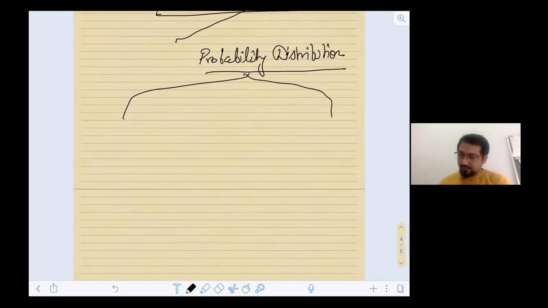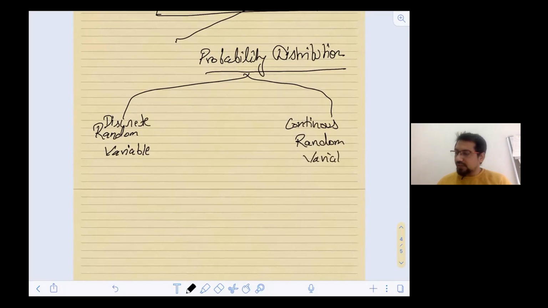Number one, random variable, but which random variable? Discrete random variable. And second is continuous random variable. So you know what a variable is? Variable is the value which can vary. Your X could be a variable, your Y. For example, if you are measuring height, then height is your variable. If you are measuring COVID-19 patients, then COVID-19 patients is your variable.